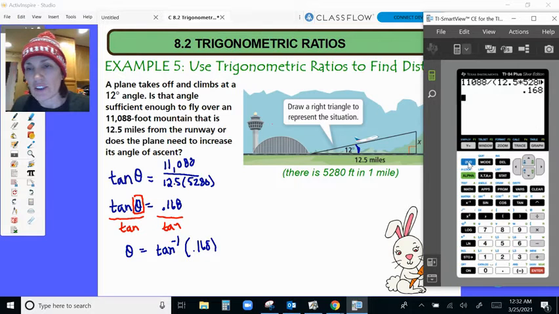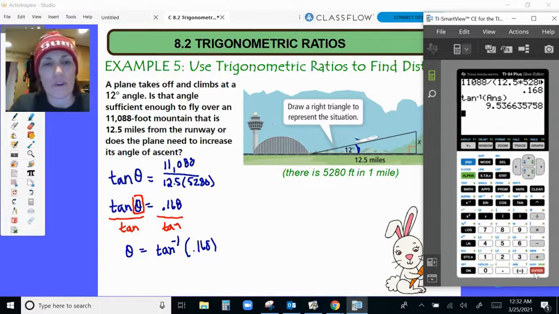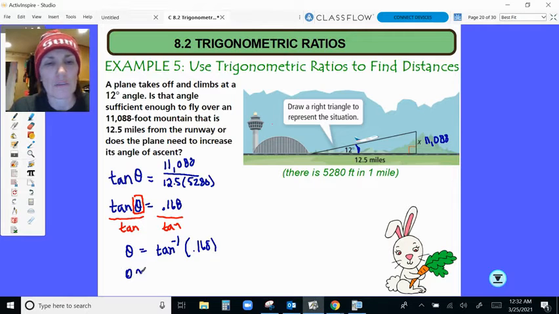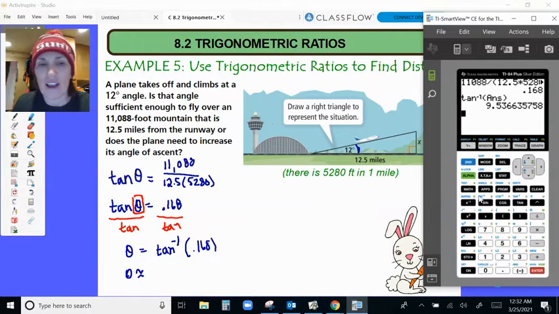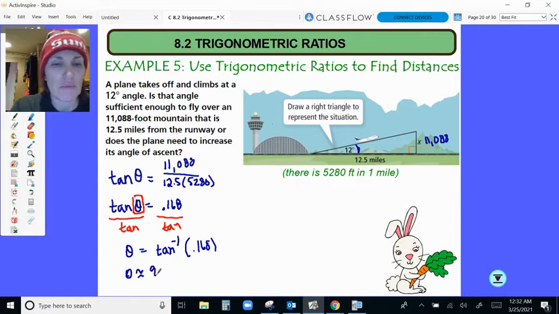So I'm going to take my second function button and say I want that inverse tangent. And I'm going to go ahead and put that 0.168 in there. A lot of you might have this answer button, ANS, which means I can press second function and put in my previous answer and then press enter. And that's going to be about 9.5 degrees. So my angle is approximately 9.5 degrees. That's what it needs to be to clear that 11,088 height.